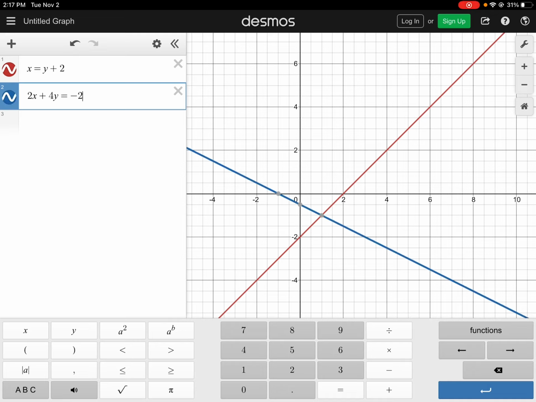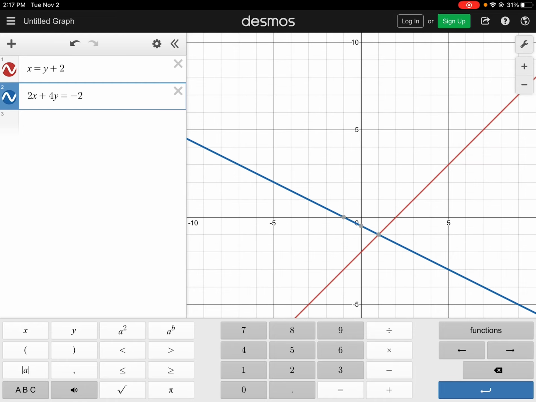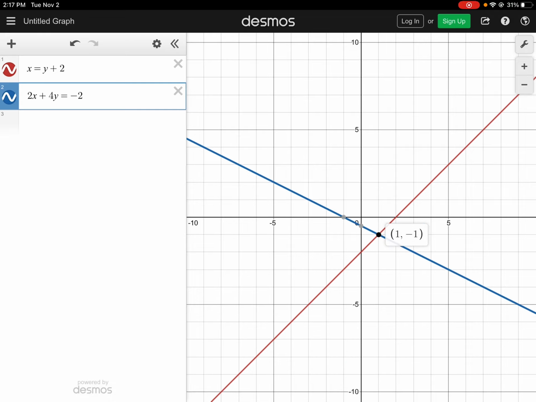All right, so let's see what you got. This is what your two lines should look like when you graph. Again, if it doesn't look exactly the same, hit your home button. Okay, you want to tap where they intersect each other. Don't tap the other two gray dots. If you see those, those are just showing you some intercepts right there. Tap that. So our solution is (1, -1).